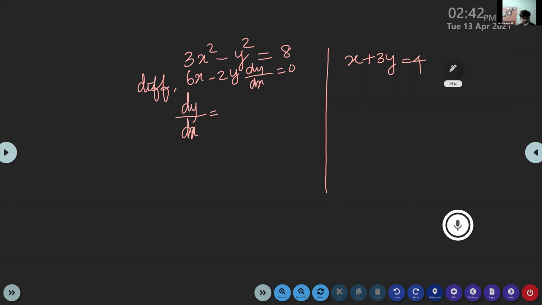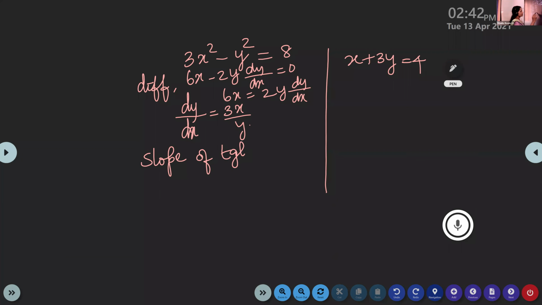And here, what is dy by dx? Plus 6x, if you take it to the other side, transposing. And tell me what is dy by dx? 6x will be equal to 2y dy by dx. Isn't it? From here, what is dy by dx? dy by dx is 3x by y. Okay, the slope of the tangent is 3x by y.